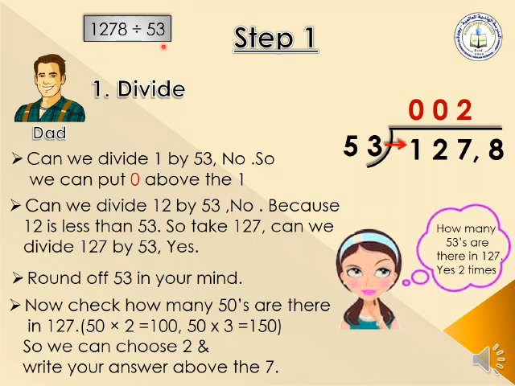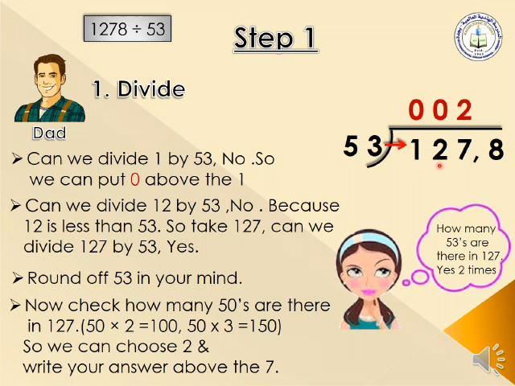1278 divided by 53. 1278 inside the bracket and 53 outside the bracket. Step 1, Dad's step, that is divide. We start from the first digit of the dividend. What is the first digit? 1. Can we divide 1 by 53? No, because 1 is less than 53. So place 0 in the quotient above the 1.